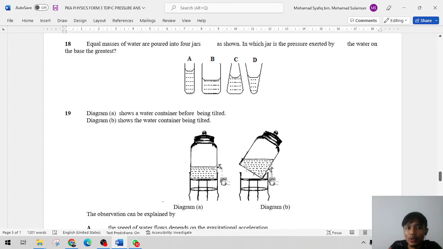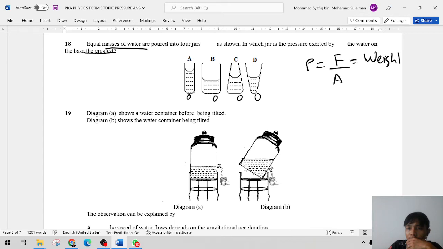Number 18, so we have equal mass of water in 4 jars, in which jar the pressure exerted by the water on the base is greatest. Its equation used is P is equal to F over A. So all are having the same weight but different area. Okay, same weight but different area, so smaller area will give greatest pressure, so the answer is D.